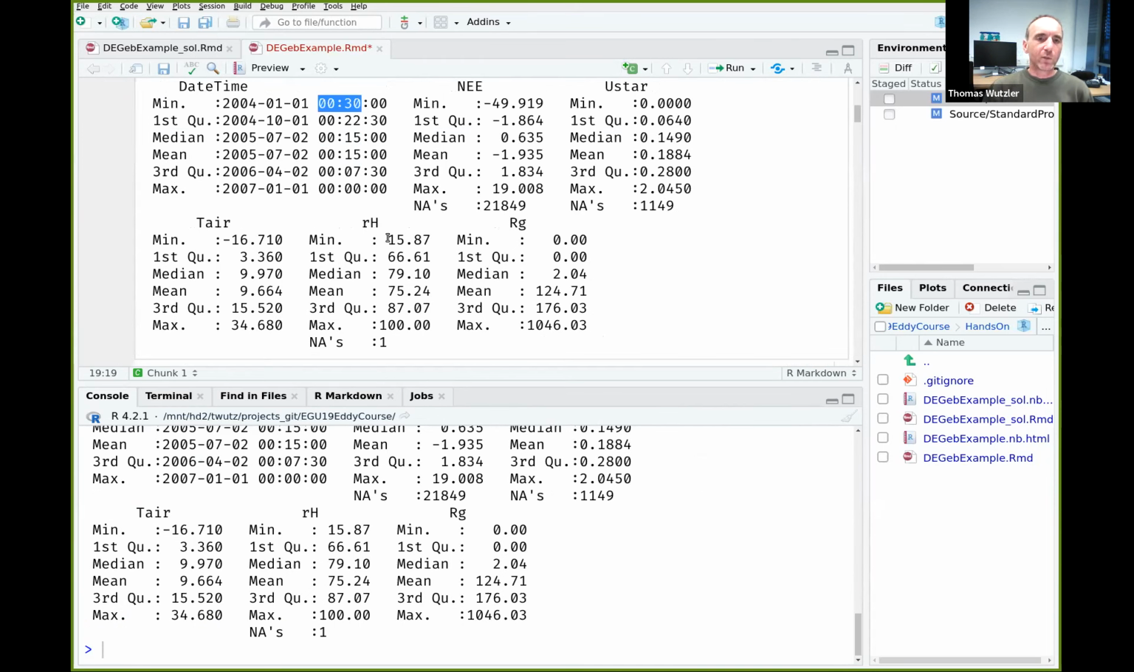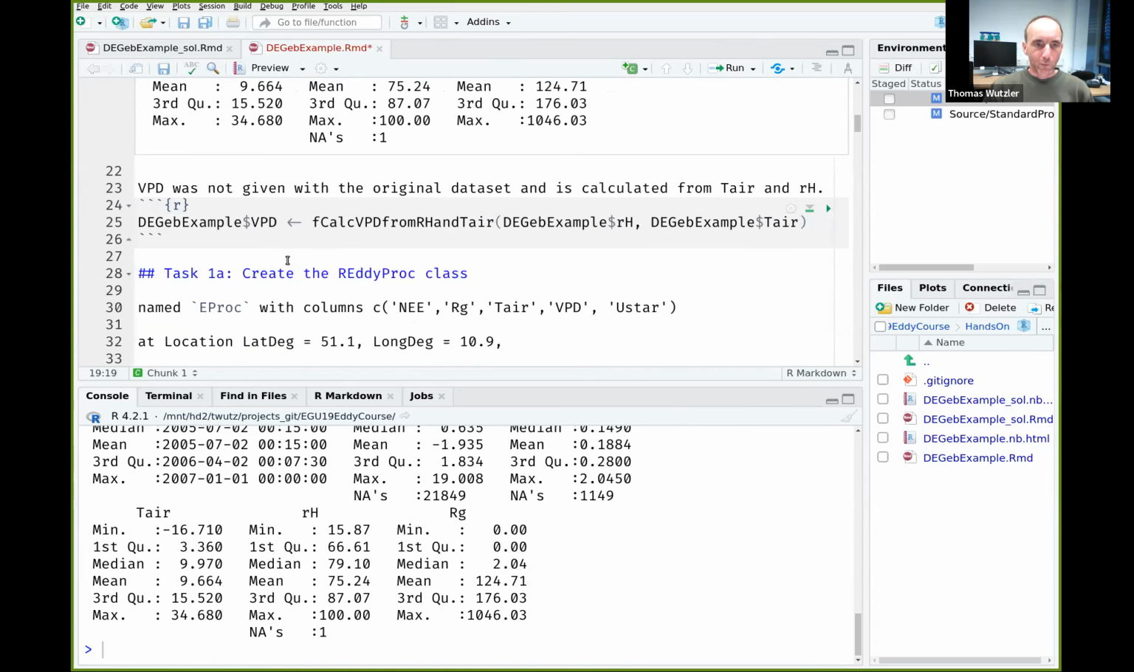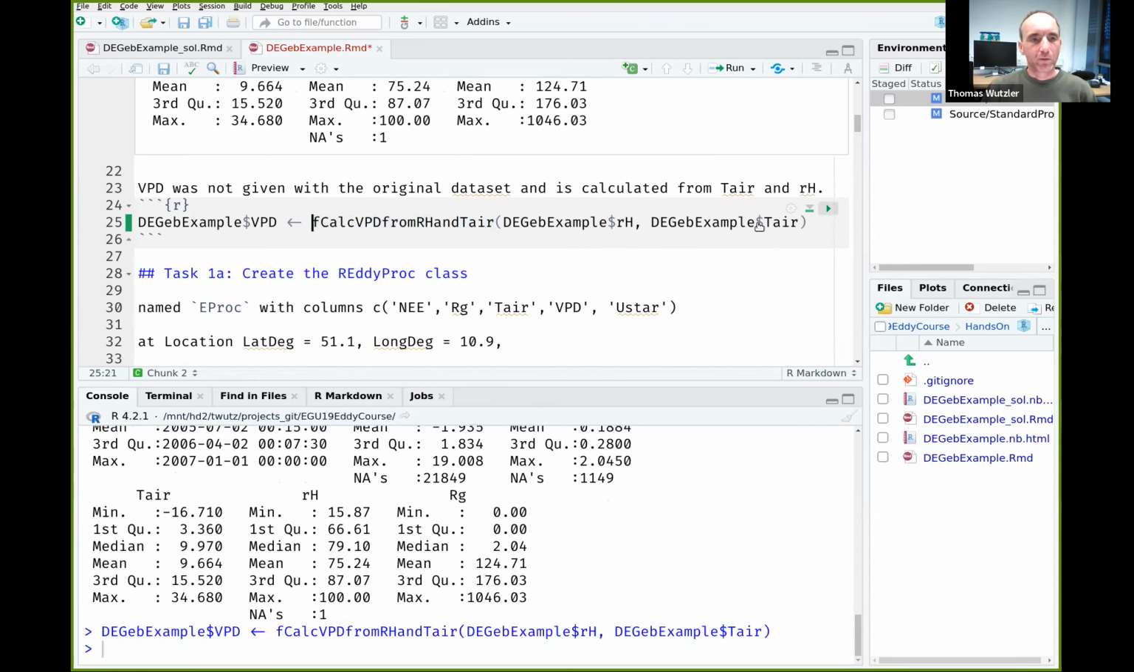So we don't have VPD here, but we have relative humidity. Fortunately, REddyProc has a function that computes VPD from relative humidity and air temperature. So we give it RH and air temperature. The documentation says something about the units. And then we also store it in the column VPD of our example data. This example data is just a data frame.